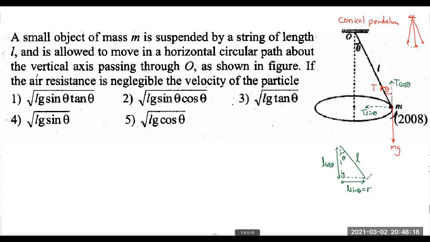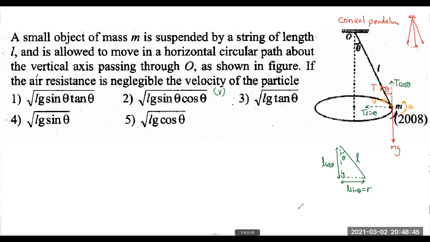Careful, okay? Right. Now, what is the question about? If the air resistance is negligible, the velocity of the particle, by velocity they mean v. If it is omega, they would have specifically mentioned angular velocity, right? So always we know that when an object is performing circular motion, it will have omega and it will have a speed, I mean the tangential speed as well, v and omega. Now let's find both v and omega. It's not a big deal.